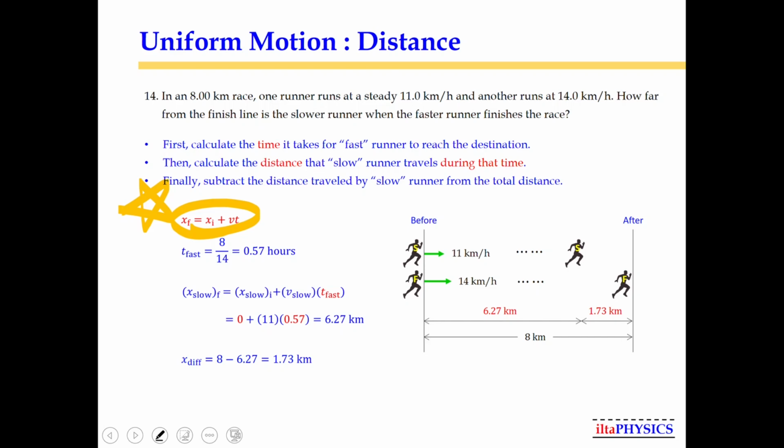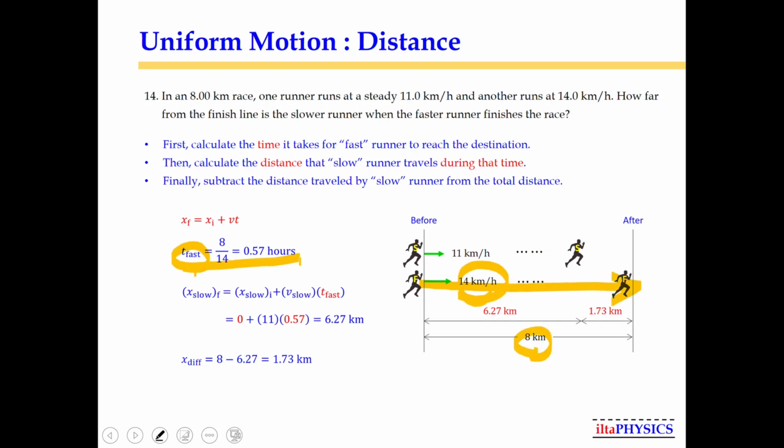First, for the faster runner's arrival time, they ran 8 kilometers at 14 kilometers per hour, so the time is 0.57 hours. There's no need to convert this to minutes here. Since the speed unit is given in kilometers per hour, you can just calculate using hours. You'll naturally pick up these kinds of tips as you practice more problems.